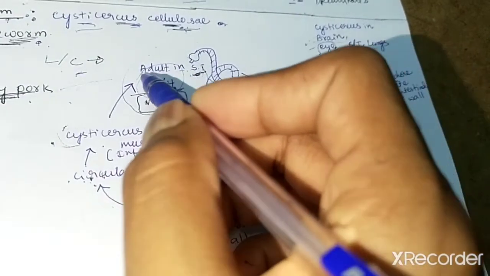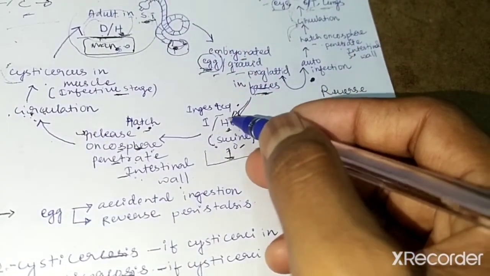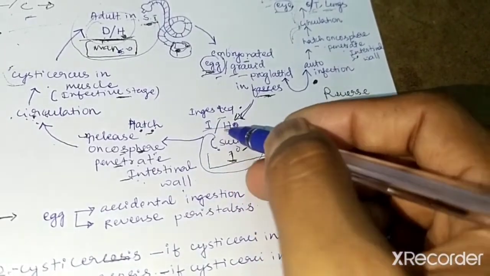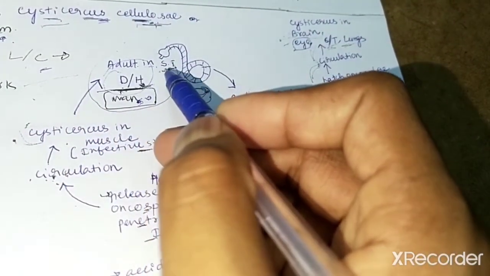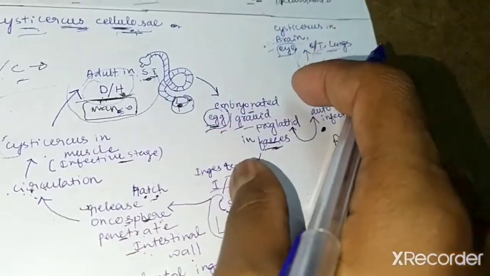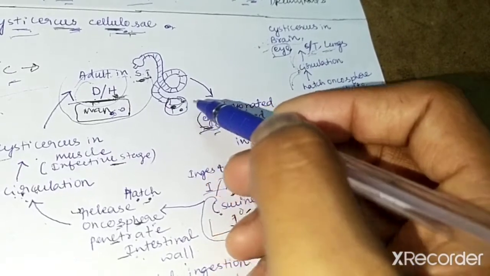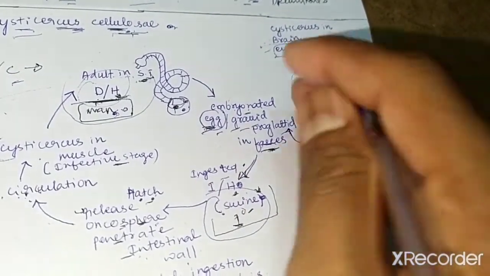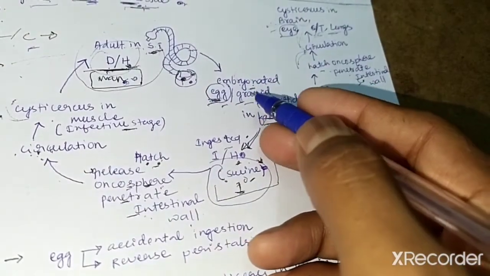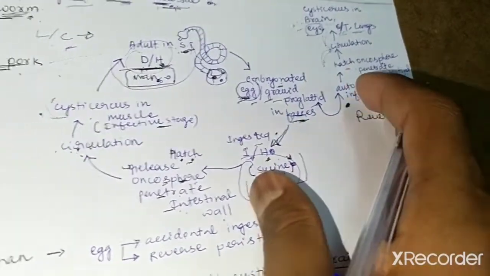The definite host of Taenia solium is man, and the primary intermediate host is swine. The adult tapeworm is present in the small intestine of man. This adult tapeworm will liberate embryonated eggs or gravid proglottids in the feces. These embryonated eggs will be ingested by the intermediate host, that is swine.